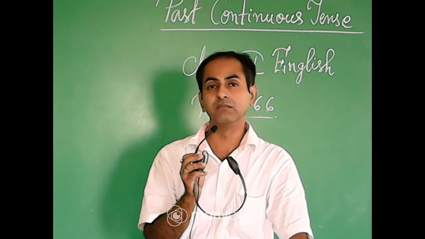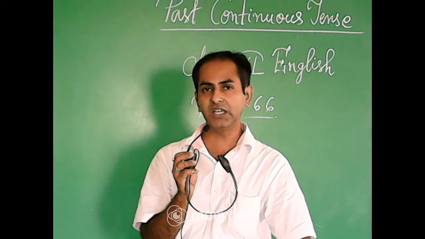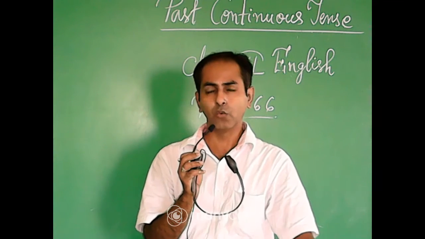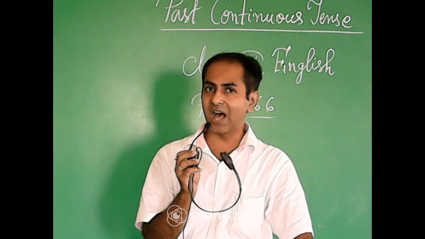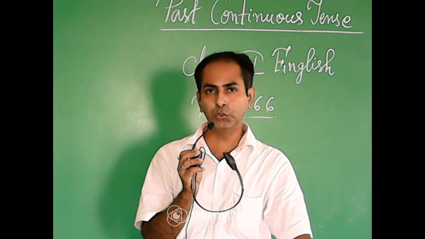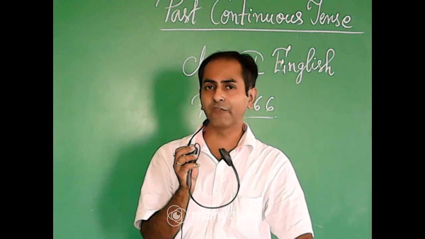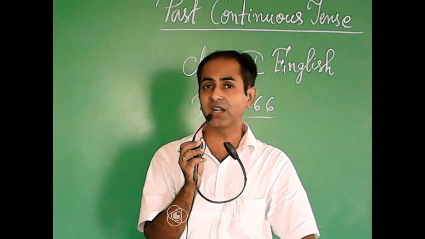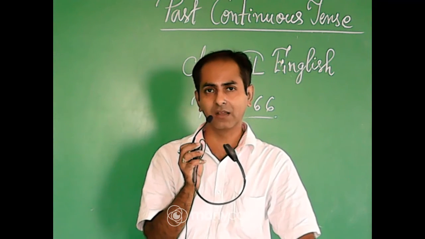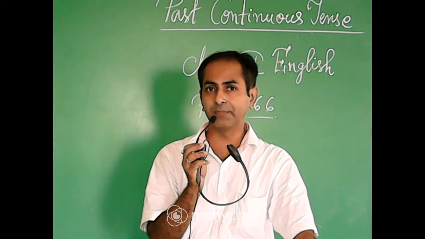So for the singular subjects, like I, he, she, it, or any name, I am taking my name only, Arnab, we have to use was plus the ing form of the main verb. And for the plural subjects like you, they, then the children, the students, we have to use were, W-E-R-E. It is pronounced as were and not wear, W-E-A-R, that means to wear something, put on something, and this one is were, W-E-R-E.